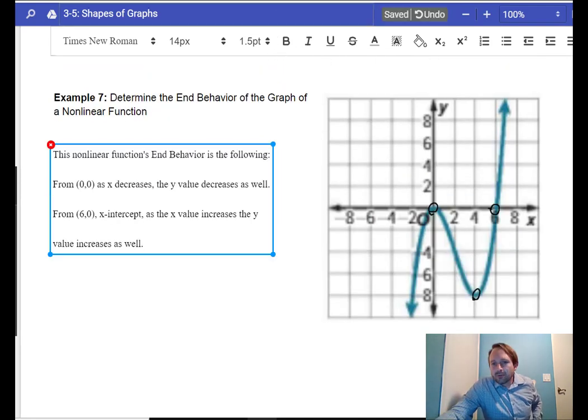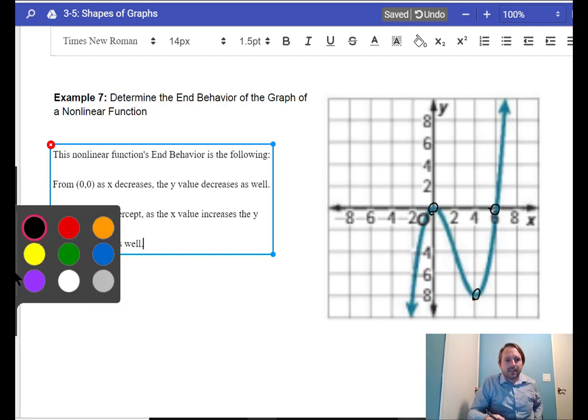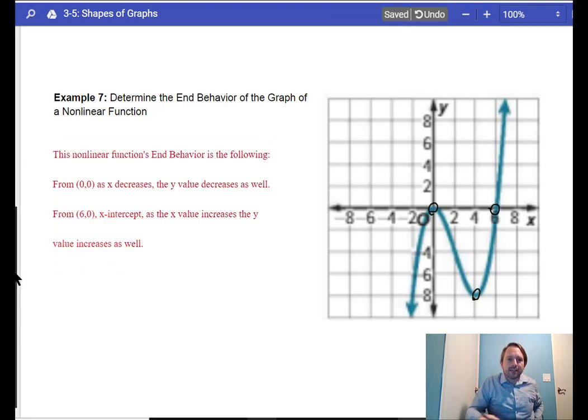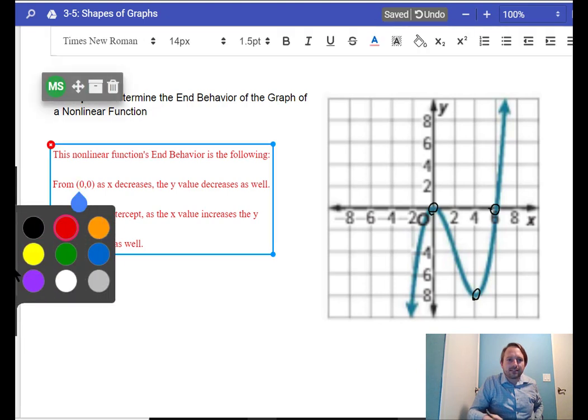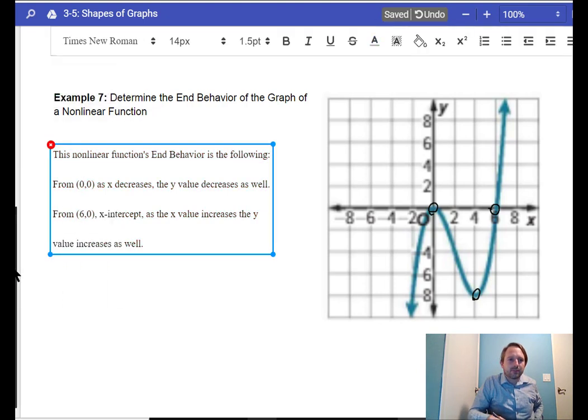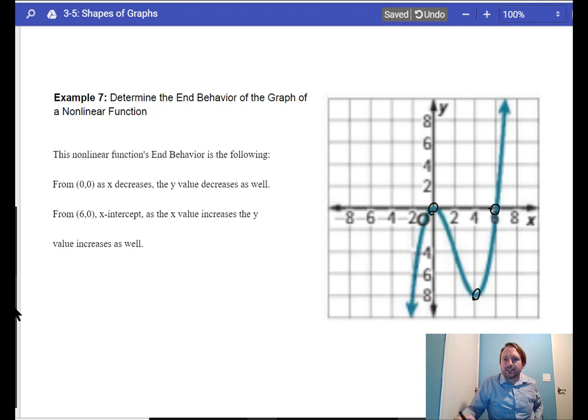So once again, when we look at this, technically, I would say the end behavior starts right here and right here. As our x values decrease, our y value decreases, and as x values increase, y values increase.